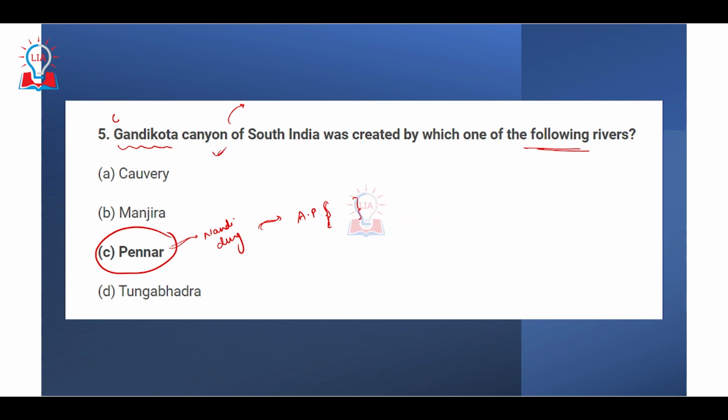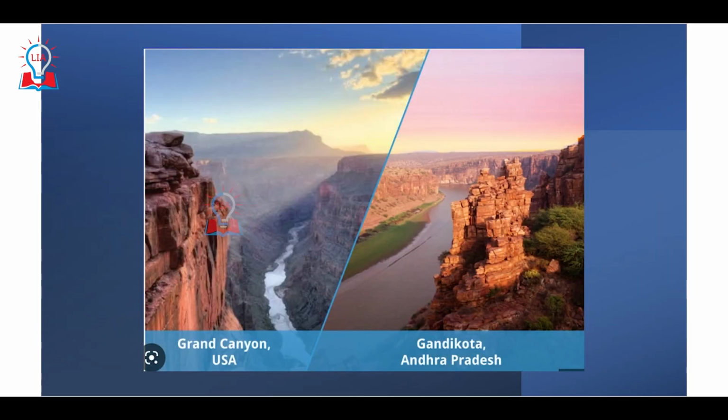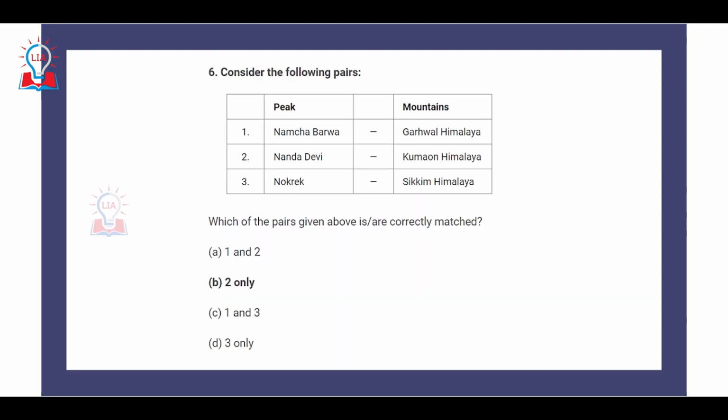So the Pennar River is in the Andhra Pradesh region of India, and this is how the canyon looks. It is a kind of valley having very steep slopes carved in the plateau region of Andhra Pradesh. And you can see the similarities are very striking. Here it is the Grand Canyon of the USA, and this is the Gandikota Canyon of Andhra Pradesh.